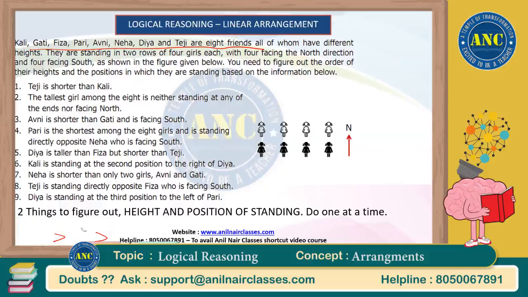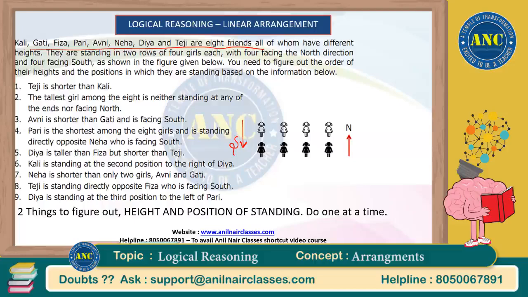They are standing in 2 rows of 4 girls each. This is a way, with 4 facing the north direction and 4 facing the south direction. So the black colored girls are facing the north direction, and the transparent colored girls are facing the south direction, something like this. You need to figure out the order of their heights and the position in which they are standing based on the information above.